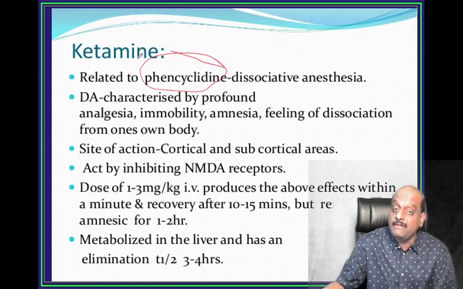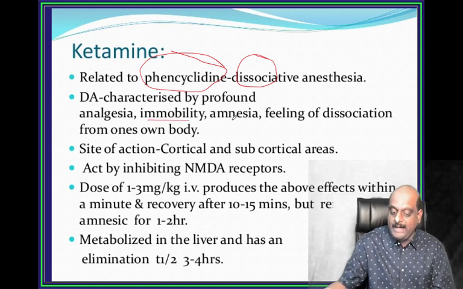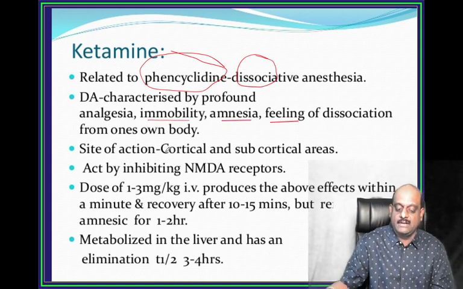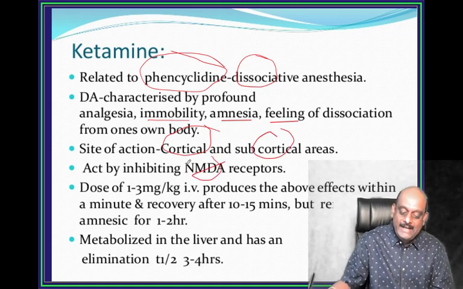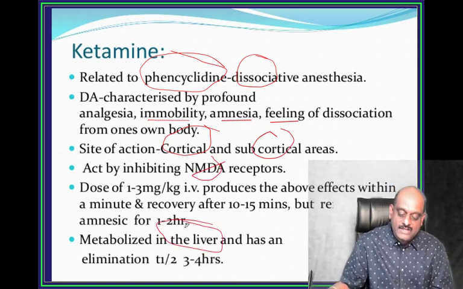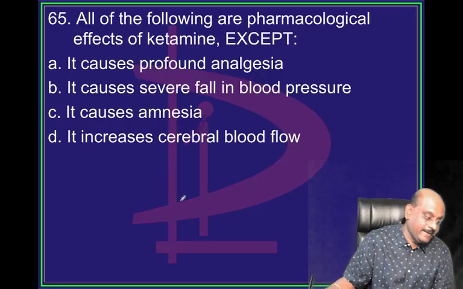So ketamine is a phencyclidine dissociative anesthetic. It leads to immobility, amnesia, feeling of dissociation. Where does it act? In cortical and subcortical areas on the NMDA receptors. It is metabolized in the liver. That is what you need to remember.